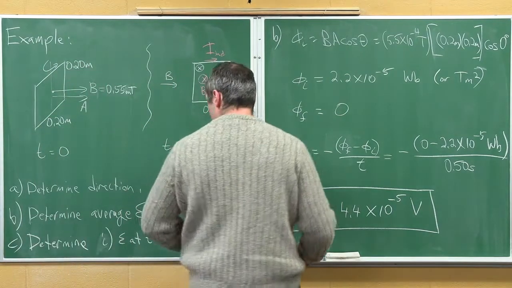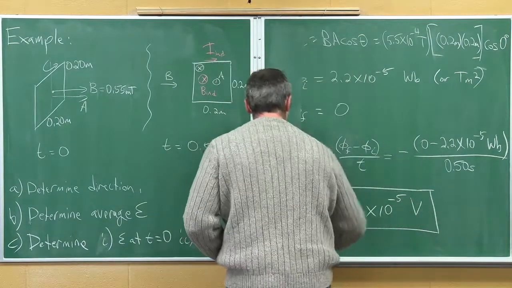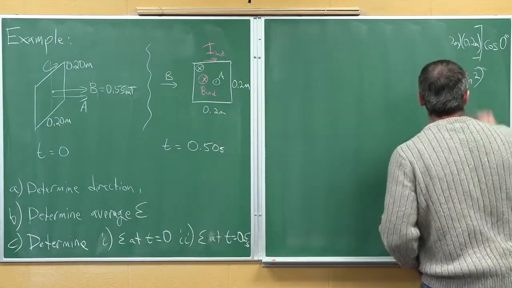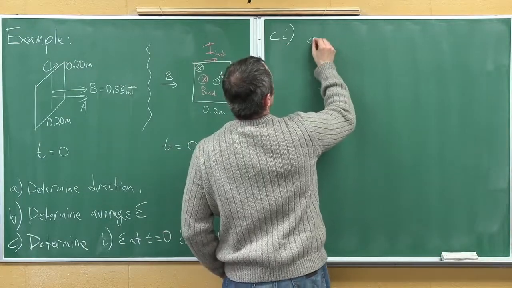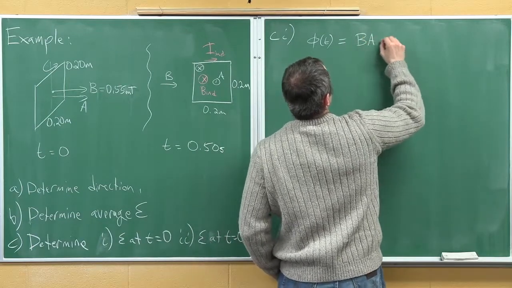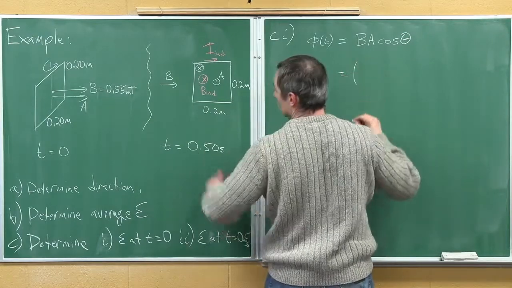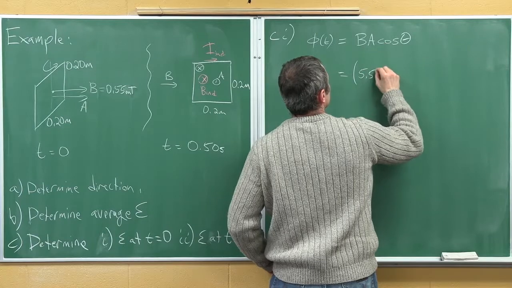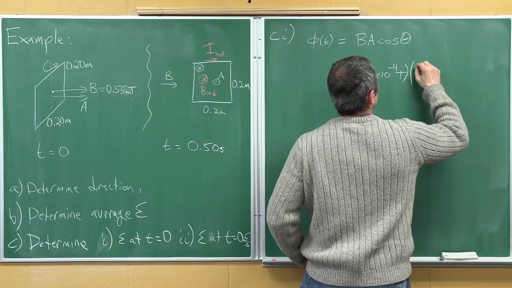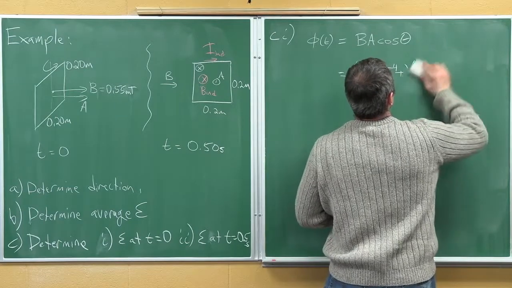Okay, let's move on to the next part. The voltage as a function of time at exact instants. What I'm going to have to do is take a derivative. And that's going to mean I'm going to need an expression for the flux as a function of time. So what I'm going to do is just use BA cos theta again. I got ahead of myself. Sorry.